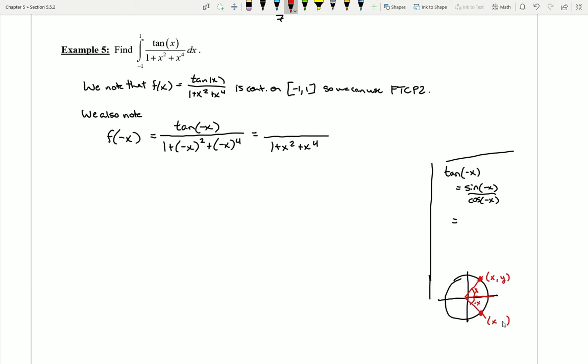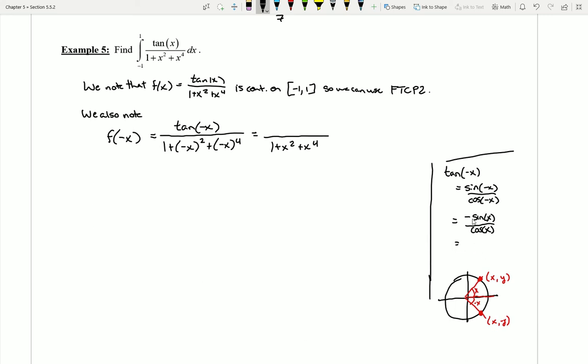However, the y values are going to be different, because one of the y values will be positive and the other will be negative. So what this tells me is that the sine of the negative angle is going to produce the sine of the positive angle. It produces the same y, but with a negative on it. Whereas the cosine is going to be producing the same exact value as the regular cosine of negative x. It's going to be producing the same x output as the cosine of x itself.